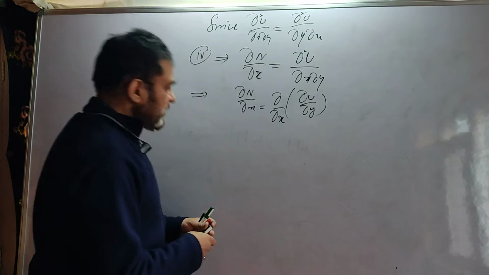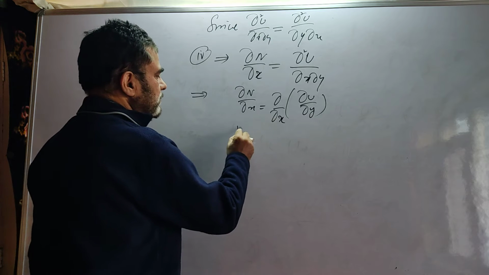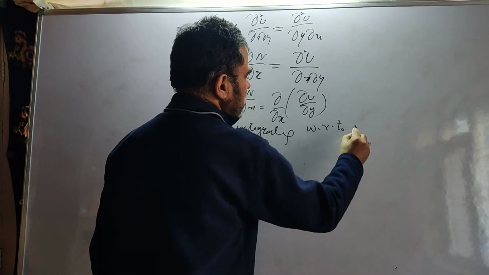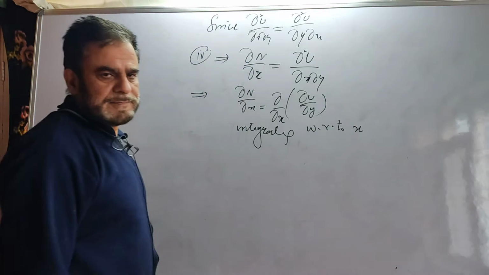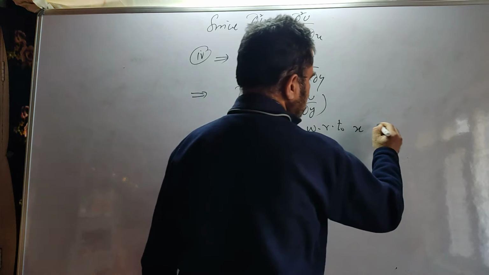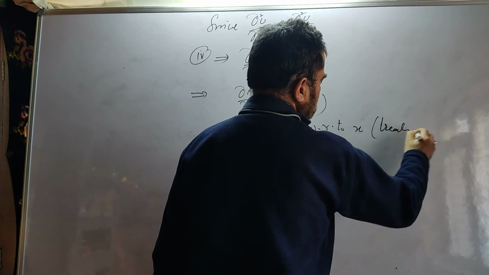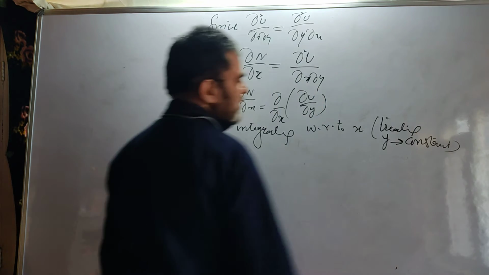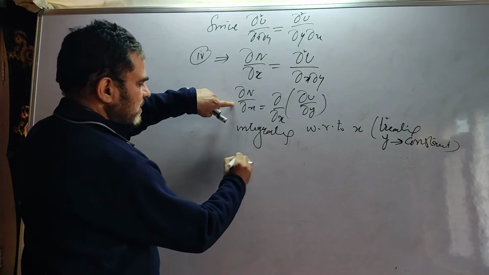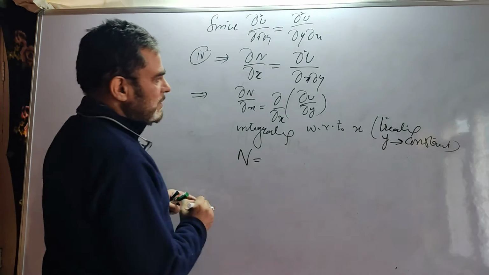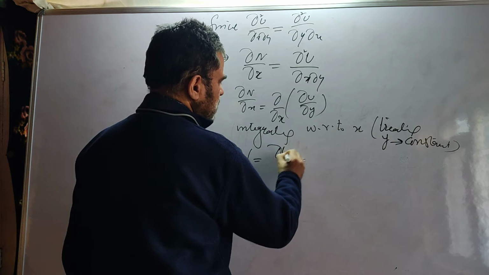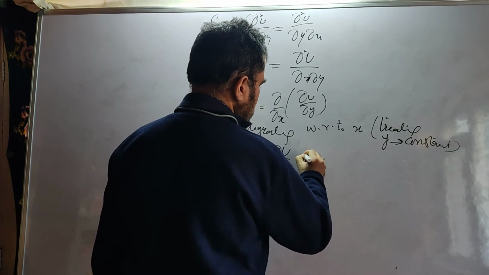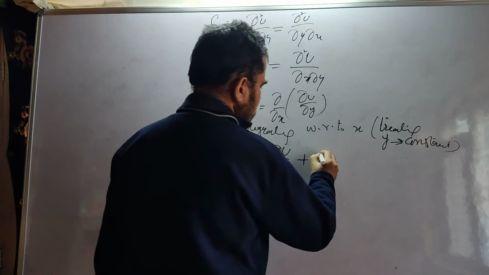Now we integrate it, integrating with respect to x. When we integrate with respect to x, here we are treating y as what? Constant. We are treating y as constant. When you integrate this with respect to x, this will be n is equal to partial of u with respect to y, okay, plus some constant, say it is c.